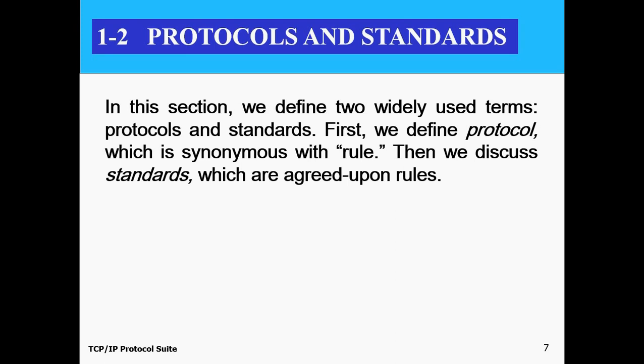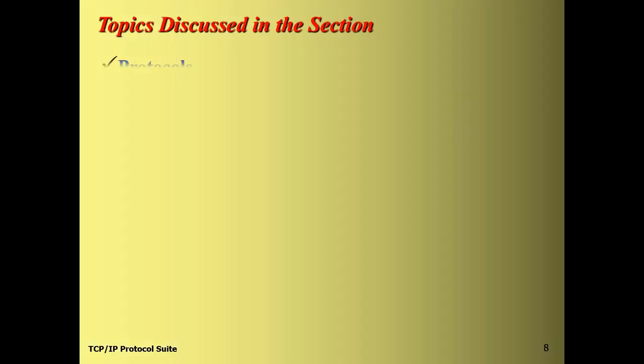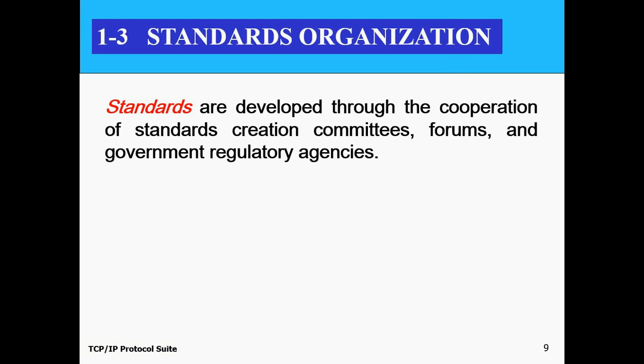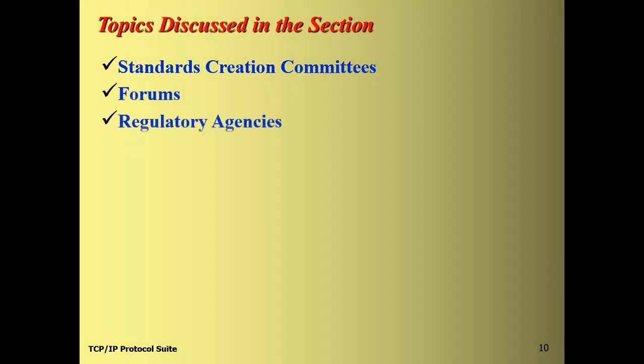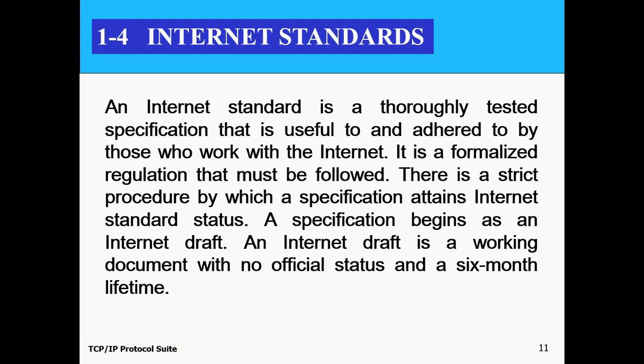Next we will discuss standards, which are agreed upon rules. So they agree on the rules. Now the two things to be discussed are protocols and standards. Standards are developed through the cooperation of standards creation committees, forums, and government regulatory agencies. These three types of organization create the internet standard.